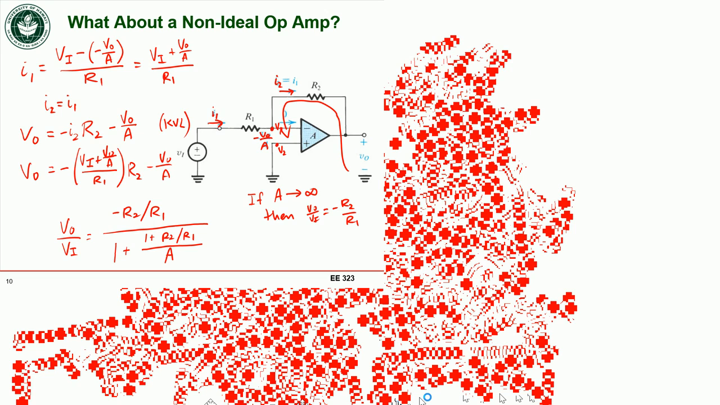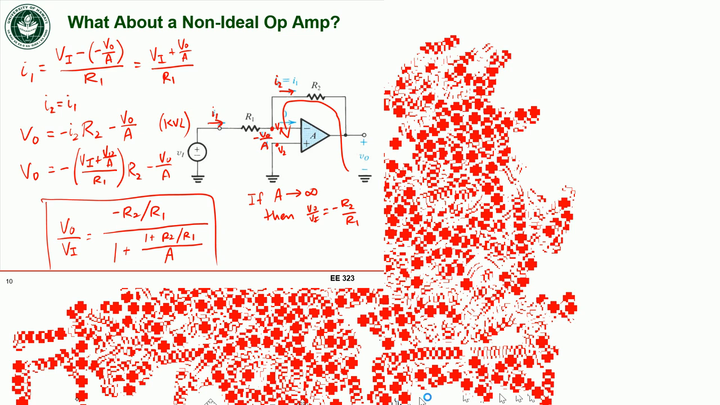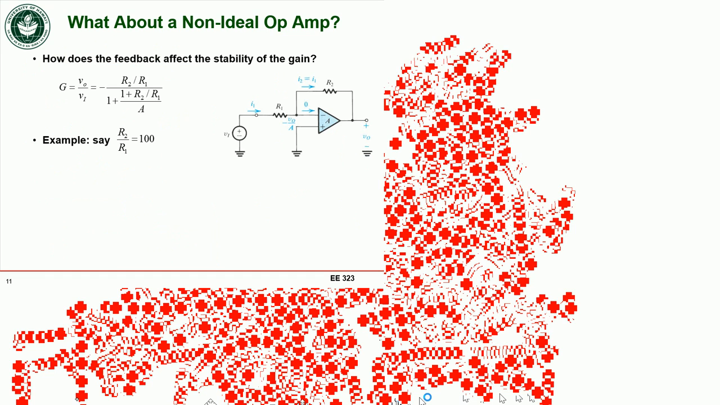But if we look at this formula here, where we have finite gain, it also gives us an insight into why we are adding this feedback network to begin with. Because now my gain is approximately negative R2 over R1, right? So it can be kind of high, but it's definitely not infinity. So why am I going through all of this trouble to end up with an amplifier that has a lower gain? So let's look at how this feedback, or this resistor R2, is affecting how stable my gain is.